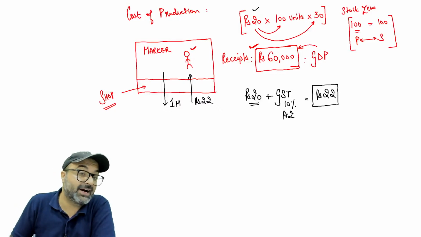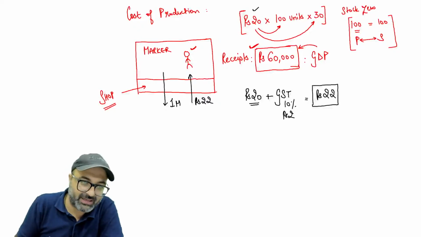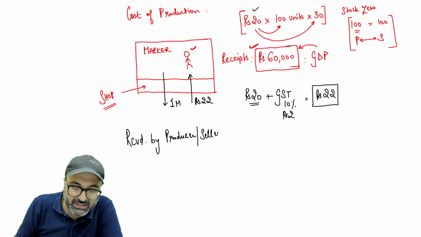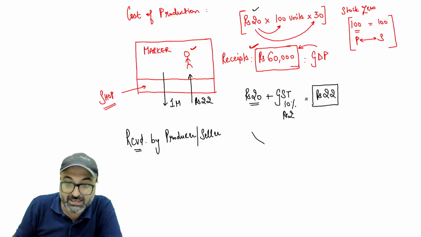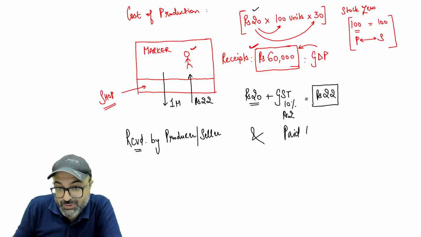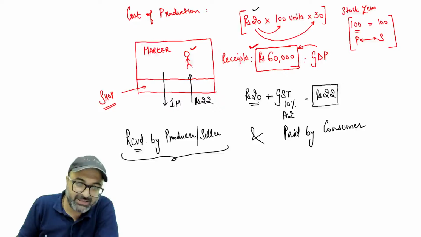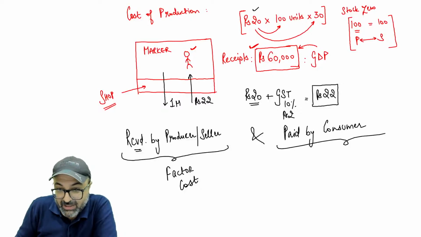I said, okay, that means there are two prices. One price is received by the producer, and in my case the producer is the seller. So producer or seller receives one price, and the other price is paid by the consumer. And there is a difference between the two. The price received by the producer is known as factor cost, and the price paid by the consumer is known as market price.